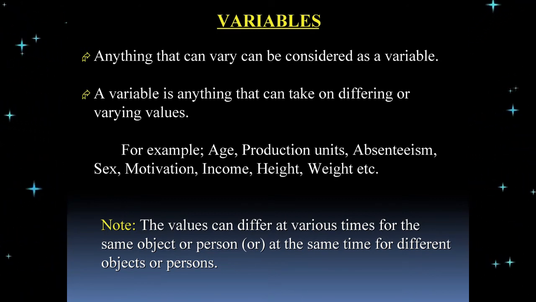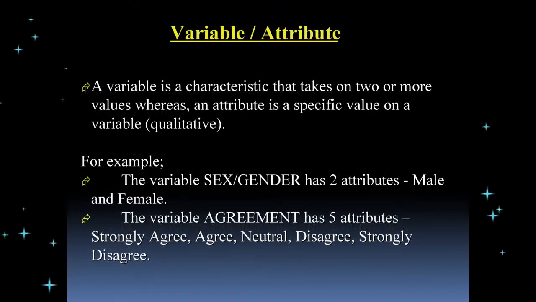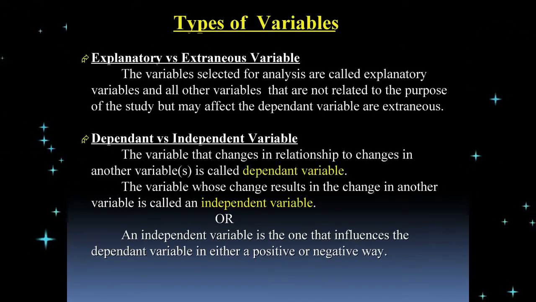Note: the values can differ at various times for the same object or person, or at the same time for different objects or persons. Variable, attribute. A variable is a characteristic that takes on two or more values, whereas an attribute is a specific value on a variable, qualitative. For example, the variable sex/gender has two attributes, male and female. The variable agreement has 5 attributes: strongly agree, agree, neutral, disagree, strongly disagree.